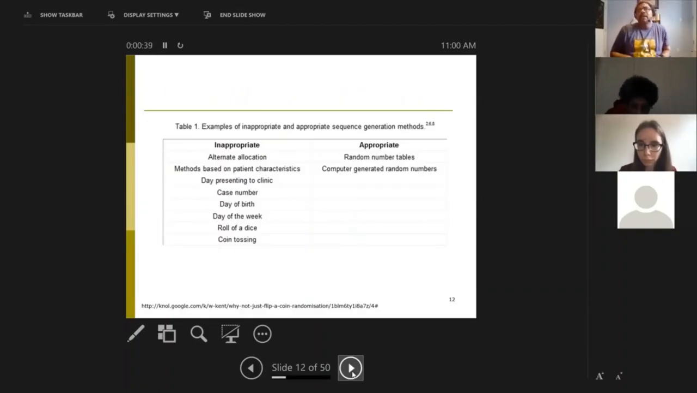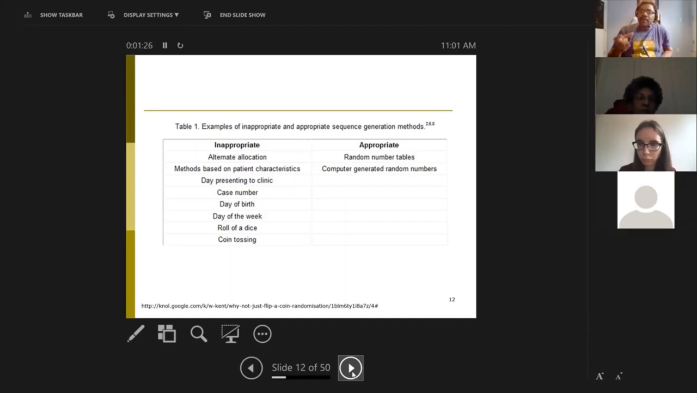So here are examples, inappropriate and appropriate, of how to generate the sequence of allocation. Generating sequence means what is the sequence of treatment, control, control, control, control, treatment, control, control. You can have multiple patterns in which the sequence is given to you. And depending on who walks into the door and is eligible, that person gets the treatment or that person gets the placebo, right? So in the past, people used to use very simple allocation methods, right? Alternate. So the first patient gets treatment, the next patient who's eligible automatically gets placebo. Then after that, treatment. Then after that, placebo, right? That's called an alternative scheme.